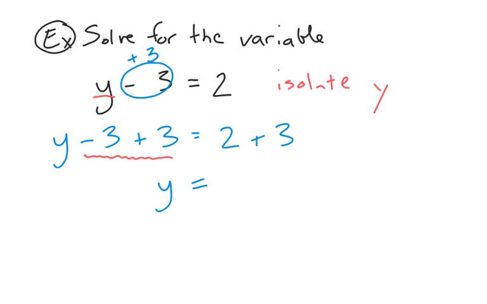The other side should be very simple. 2 plus 3 is equal to 5. What we've just done is we've isolated our variable of y. It is all by itself. Therefore, our final answer is y is equal to 5.